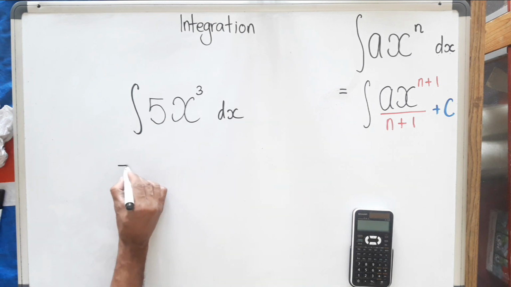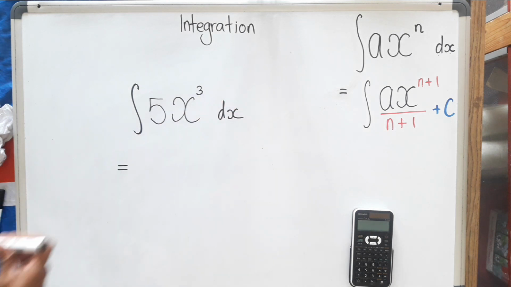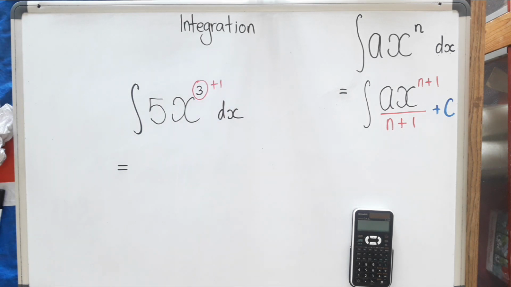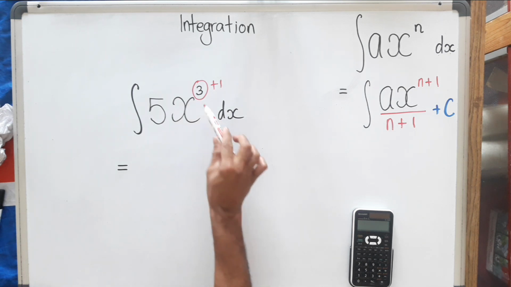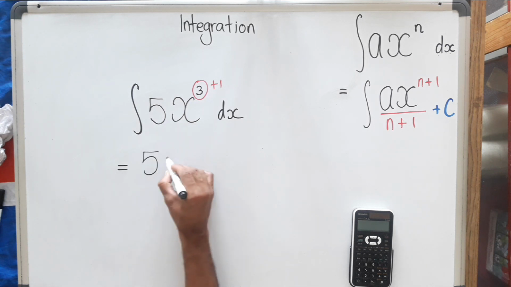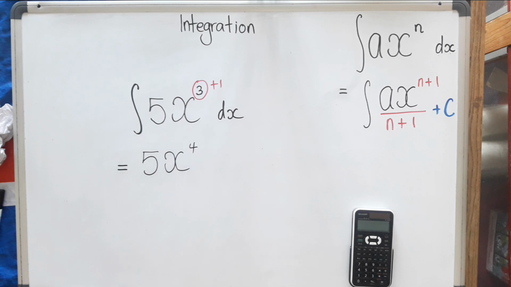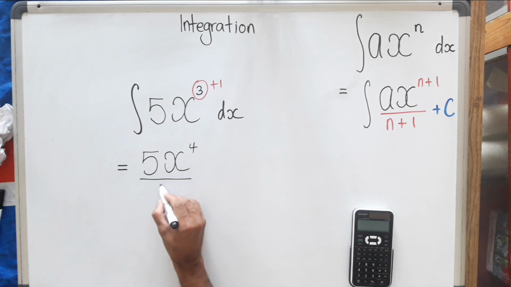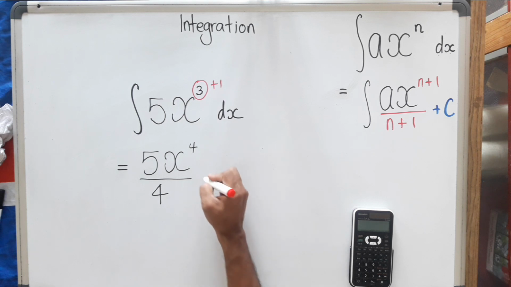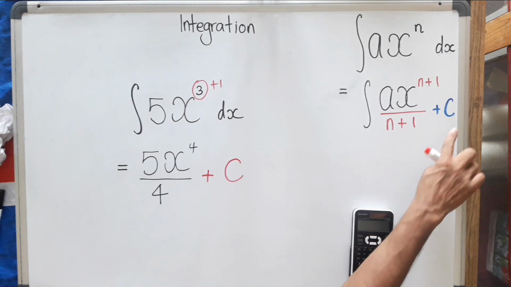According to this formula, when we integrate it, we have to add 1 to the power. So I'm going to add 1 to the power to get 4. And we have to divide by the new power. So my final answer will look like this: 5x, we add 1 to the power. Whatever power we get now, the new power, we divide by that new power. And after you integrate, the integration sign disappears because we are finished integrating. And then afterwards, we put a plus c.